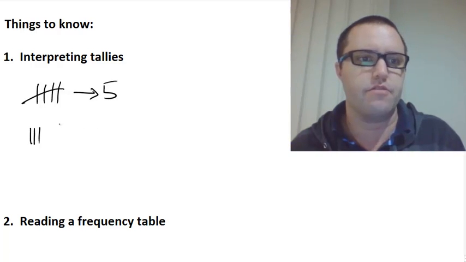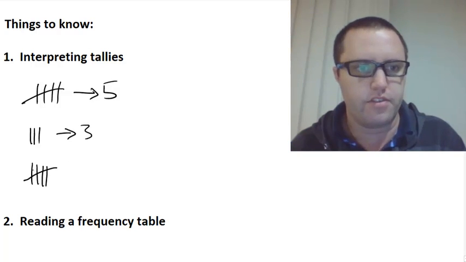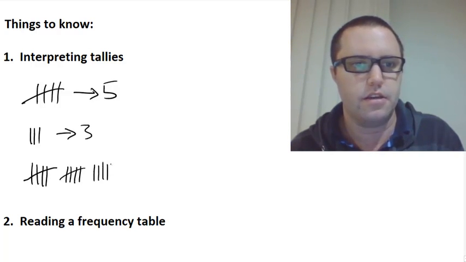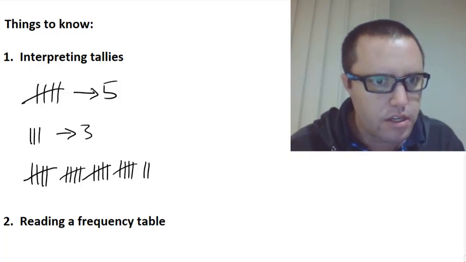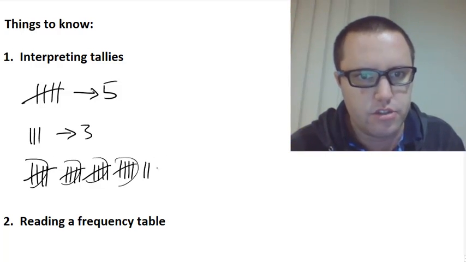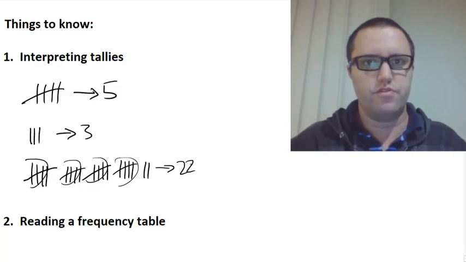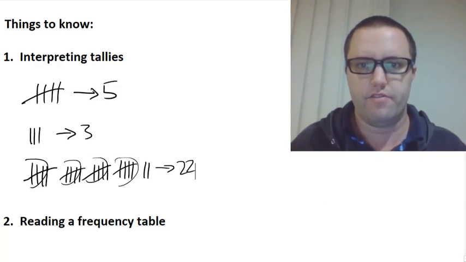If we just had 3, that would mean 3. 1, 2, 3, 4, 5. So the fifth goes across, so that rather than having to count each single one of these little tally marks, we just go, okay, well, that's 5, 10, 15, 20, 22. That's why you do tallying, because it's very easy to quickly count your 5s.